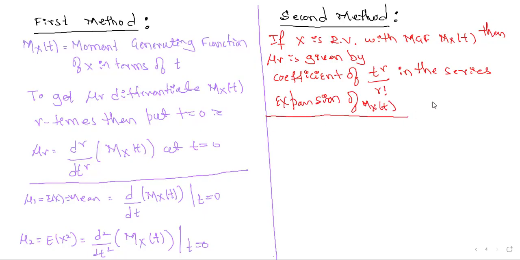Now we'll see. What I wrote here is: if x is a random variable with moment generating function M_X(t), then if you want to get the mean and variance, we have one trick, the second method. That is, mu_r equals the coefficient of t^r divided by r factorial in the expansion of M_X(t). What does it mean? So now we'll see in detail.